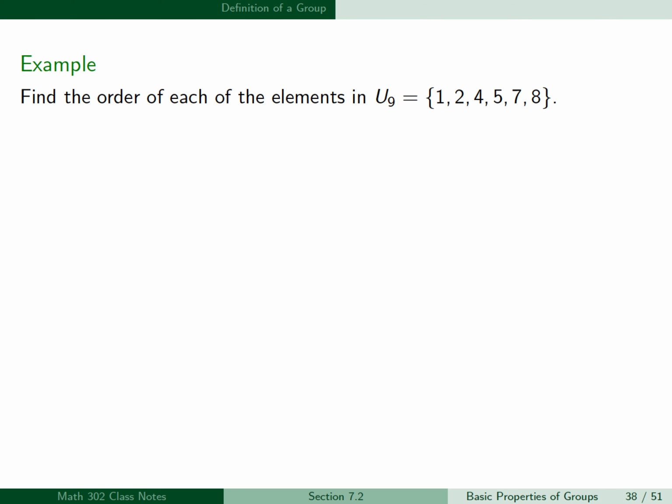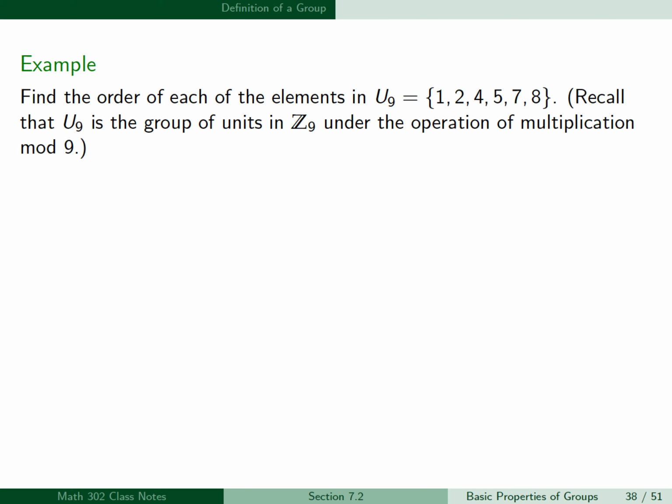For one more example, let's find the order of each of the elements in U9, which contains 1, 2, 4, 5, 7, and 8. If you'll recall from the previous section, U9 is the group of units in Z9 under the operation of multiplication, mod 9. And from a theorem way back in chapter 2, I think, an element is a unit in Z9 if and only if it's relatively prime to 9. So the units in Z9 are 1, 2, 4, 5, 7, and 8. So now the identity in U9 is 1, which just has order 1.